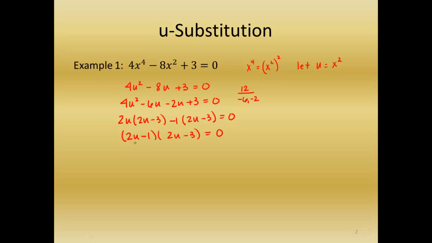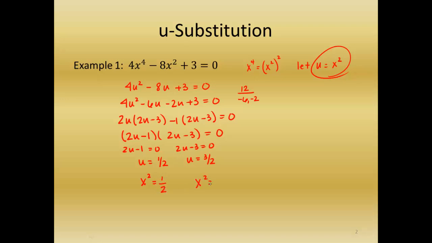So if I set each of these equal to 0 and I solve for u for both parts, I end up with u equaling a positive 1/2 and u equaling 3/2. But before I decide this problem's done, I've got some solutions, I have to remember that this was a u substitution and that my original variable was x, and u is just a representation of x squared. So I'm going to now replace that u with the x squared that we established in the beginning, and I'm left with having to solve two smaller equations now.